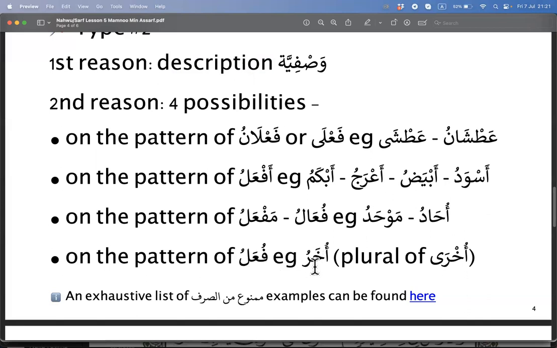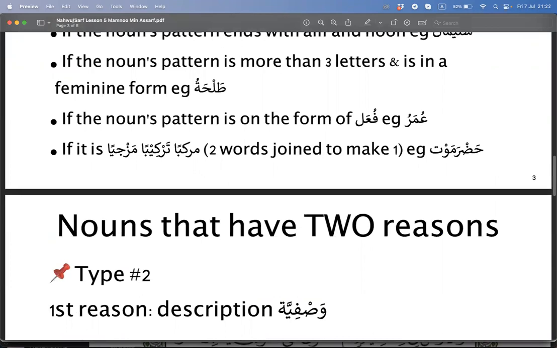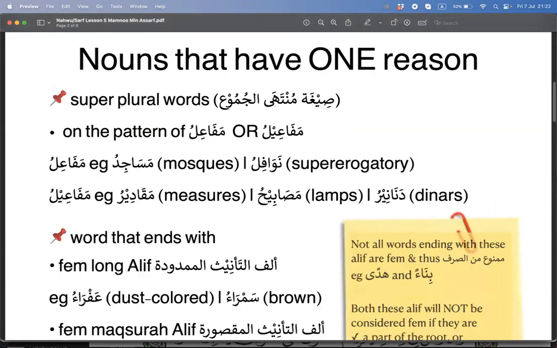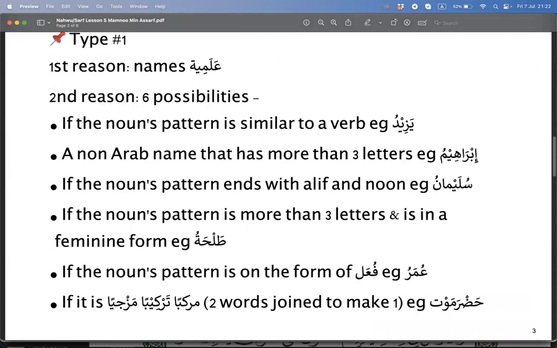But this one is not a name. This is a description. Ukhar means other, basically. So that is all about mamnu min as-Sarf. These are the kinds of words that will never take a tanwin, never take a kasrah. So try to remember these patterns. Inshallah, when we do a lot of exercises, you will see.